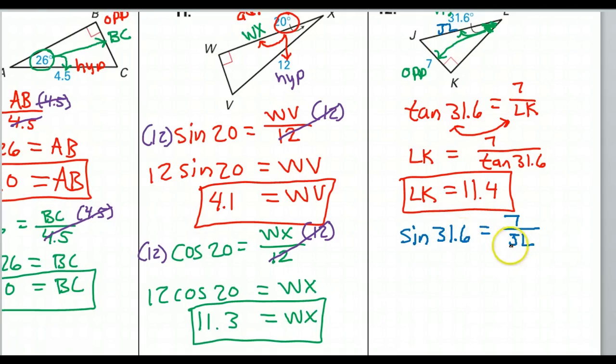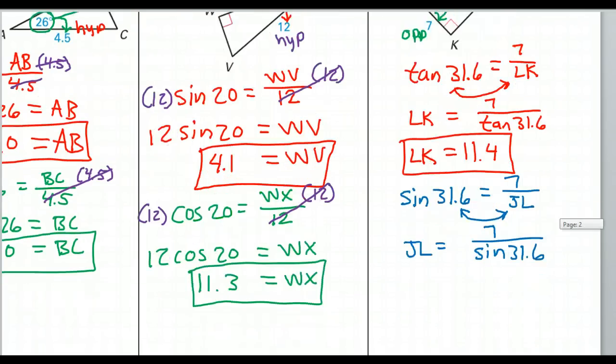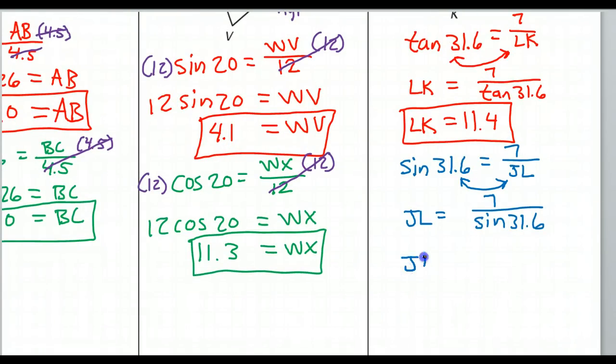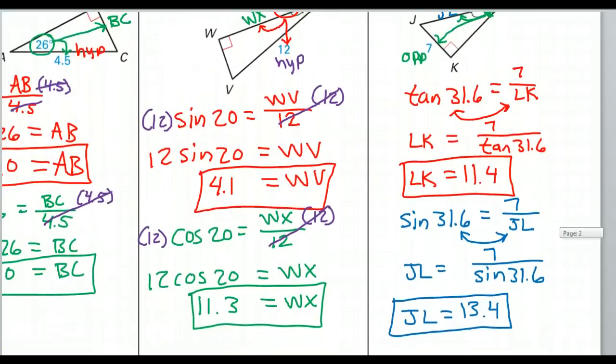Once again, the unknown is in the denominator. So that is when we want to use the shortcut and reverse these. So this will become JL equals 7 over sine 31.6. And this is basically the answer. We just need to put it in the calculator. And I am getting 13.4. All right, that is the end of problem number 12.